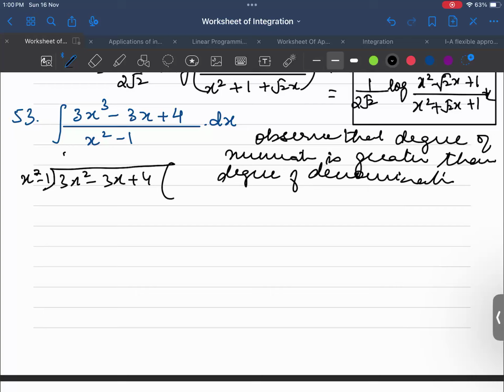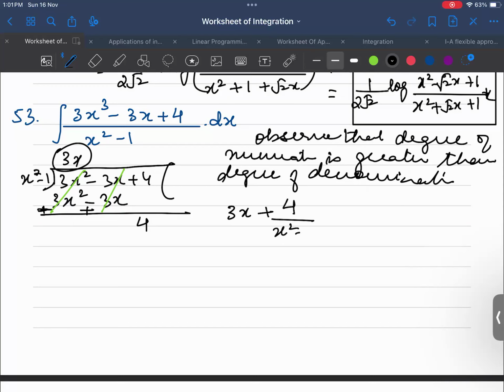3x square divided by x square first, right? It would be 3. Then multiply: 3 by x square is 3x square minus 3x. Solve it. This is minus, this is plus. By doing this, it will be cut, and you're remaining with the 4. So we can write 3 is this one, plus remainder 4 upon x square minus 1. We can write this in this way.